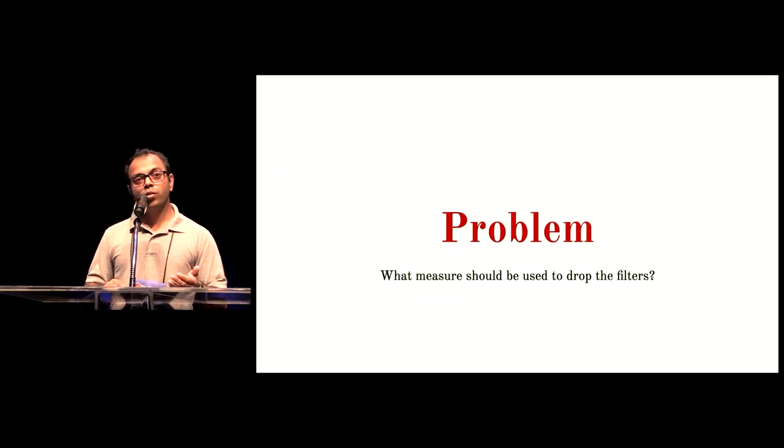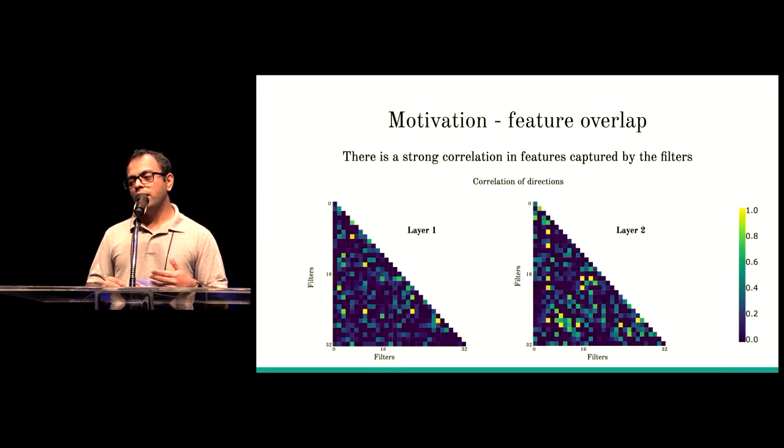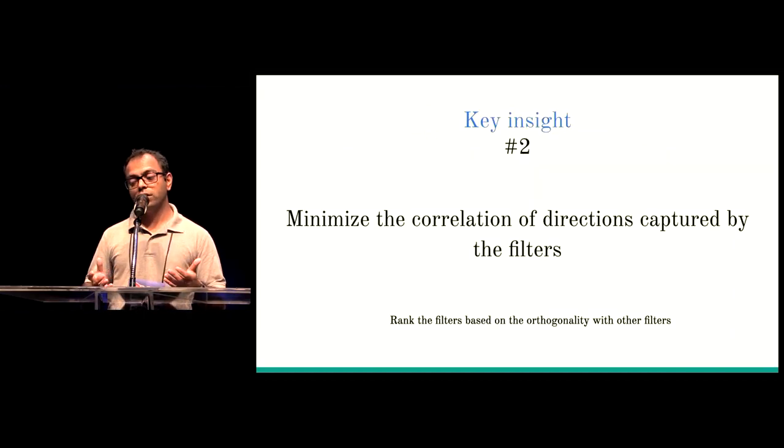And so at this point, the problem is how should we rank these filters in order to do this process? And when we looked at the filters, we found there was a lot of correlation between the filters of the same layer in the ConvNet. And here you can see layer 2 has a lot of correlation. So our second key insight is to minimize these filter correlations.